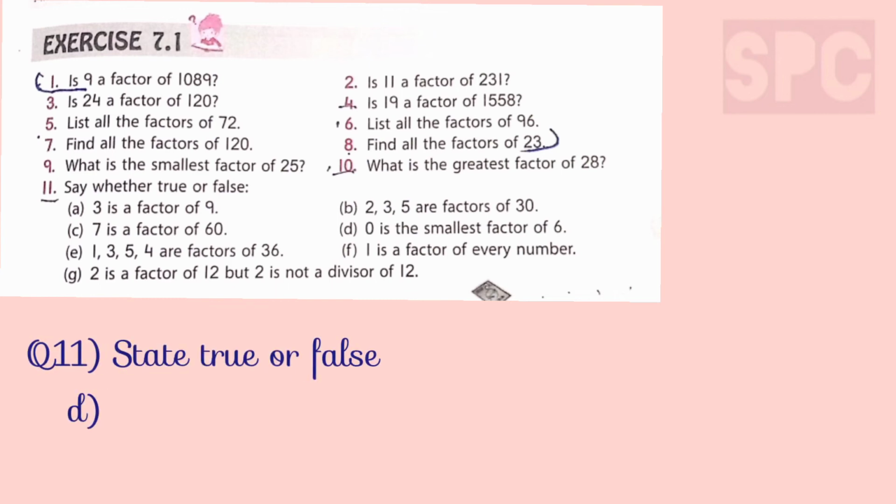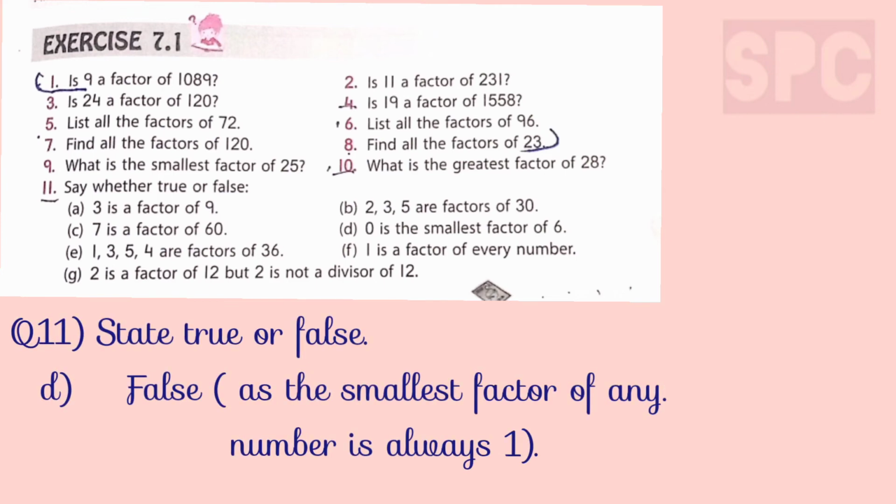D. 0 is the smallest factor of 6. This is false. The smallest factor of any number is always 1. 0 is the factor of only 0. It is not a factor of any other number. So D statement is false.